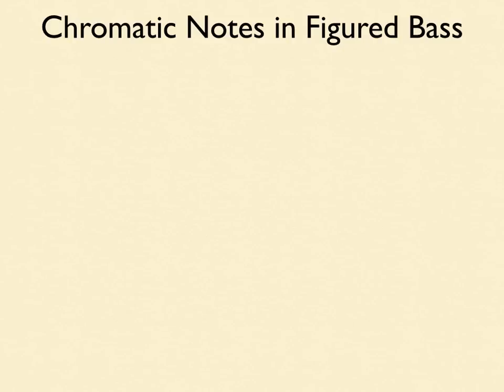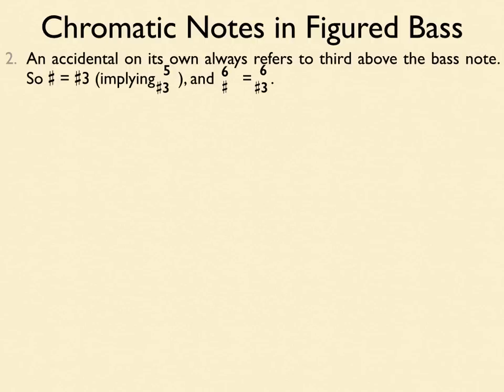So just to continue on with chromatic notes and figured bass, it's important to note that when you write an accidental on its own, in other words, an accidental that's not next to a number, it will always refer to the 3rd above the bass note. So if you write just a sharp as figured bass under your bass note, you're actually saying that you want the 3rd to be sharpened. So that's something to remember, that accidentals on their own will always refer to the 3rd.